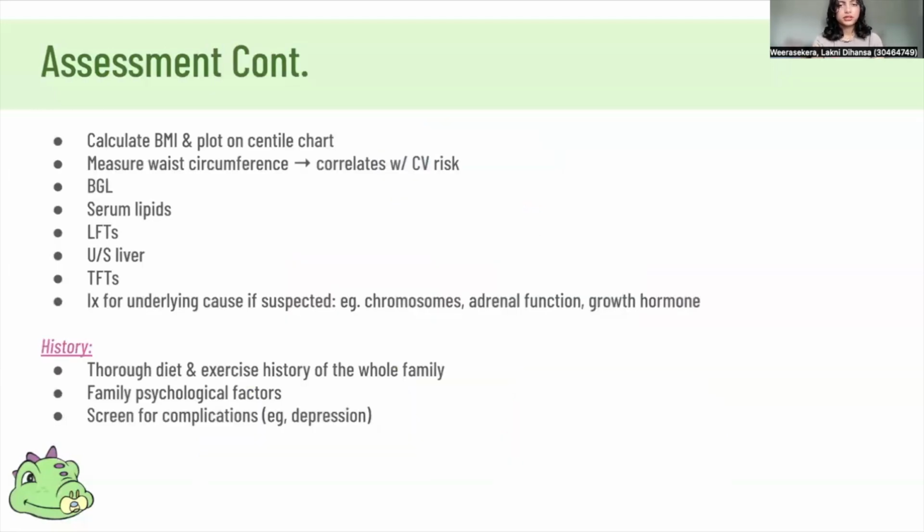Okay, so in terms of assessment, you want to calculate the BMI and plot on a chart. Measure the patient's waist circumference, which correlates with cardiovascular disease risk, blood glucose levels, serum lipids, LFTs, do an ultrasound of the liver, thyroid function tests, and investigate for underlying cause if suspected. And you want to take a thorough history, so thorough diet and exercise history of the whole family, not just the child. Look at family psychological factors and screen for complications like depression.